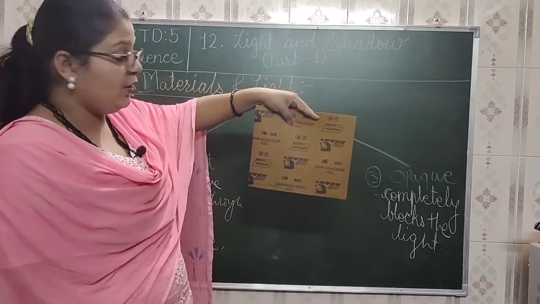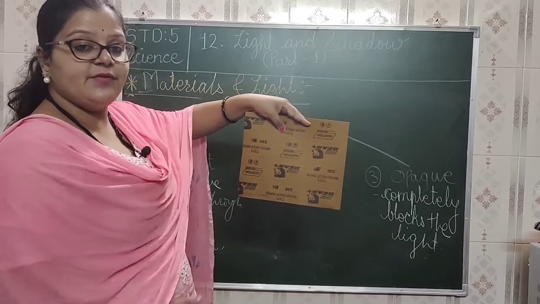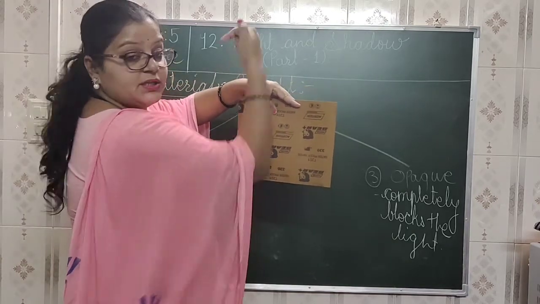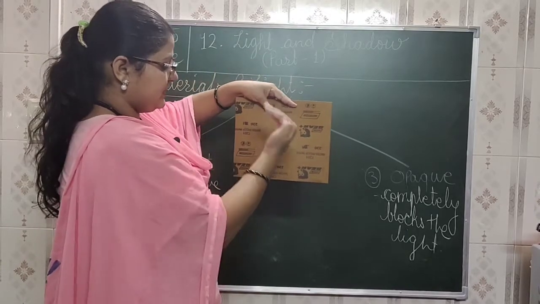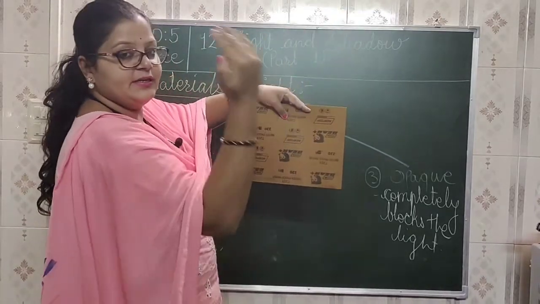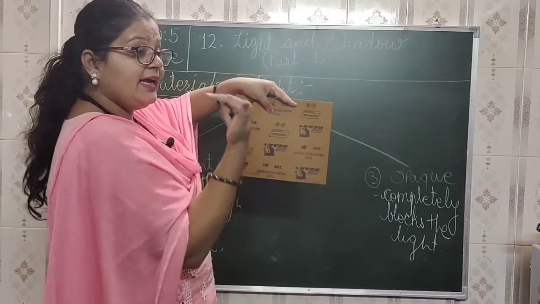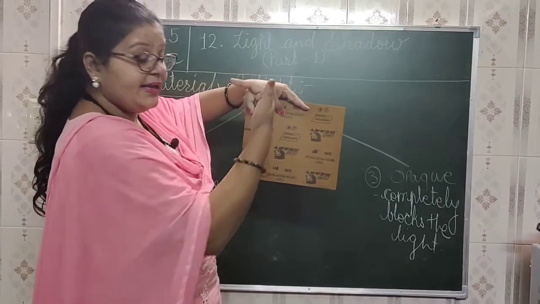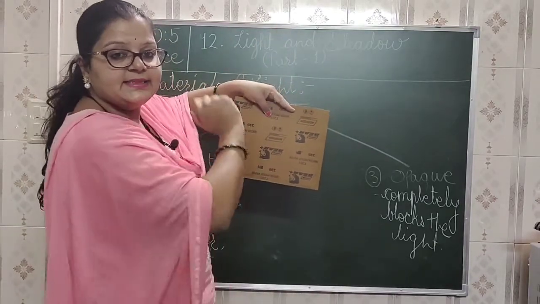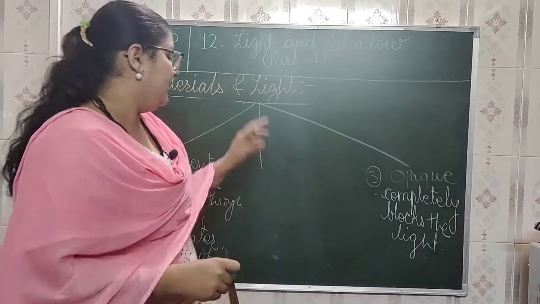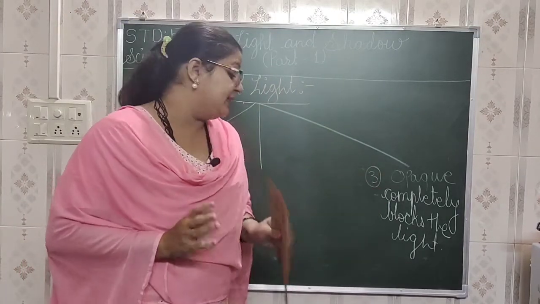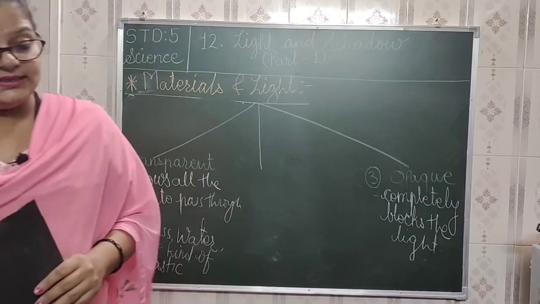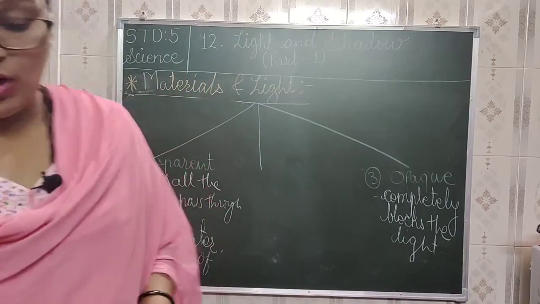Why? Because the light falling on this surface is not passed through. In fact, it is reflected back. So you cannot see through. The light waves, the light rays, are not passing that side. That is why you can't see through it. That is why it is said that opaque materials are the materials which completely block the light.